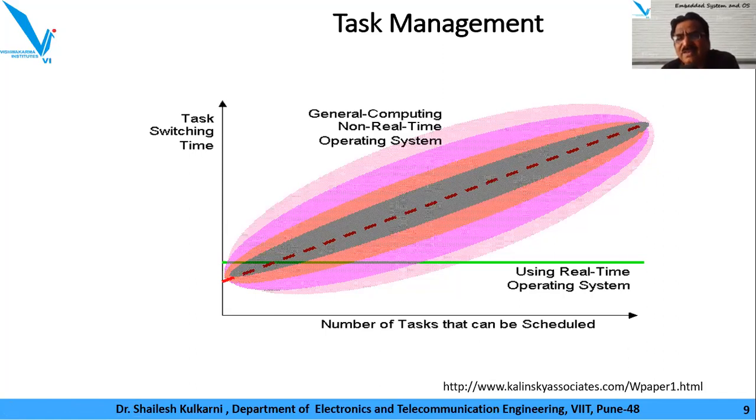Now the question that arises is, what is the mechanism by virtue of which this RTOS is able to offer a task switching time that is independent of the number of tasks that can be scheduled? First of all, let's try to understand what mechanism happens in the GPOS and why this GPOS offers a task switching time which is dependent on the load. Let's understand that first.